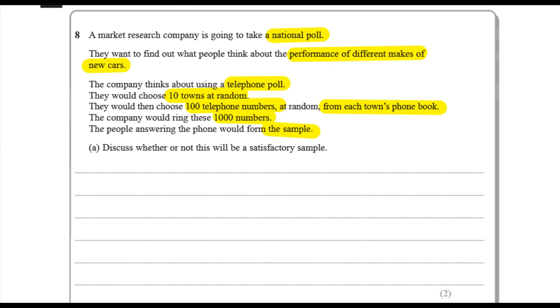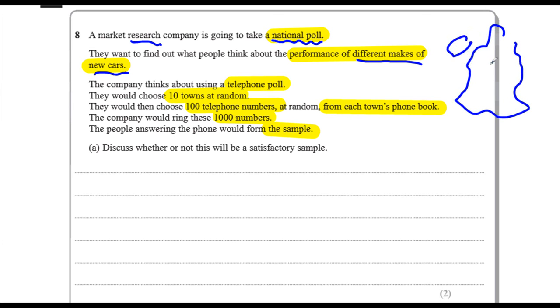Okay, so it's a lot of information to take in, and it is very helpful if you highlight to remember what's going on. So we want to get a good idea from a whole country, a bit of market research, find out what people think about the performance of different new cars. Okay, so our plan so far is from a whole country to ring up just 10 towns, wherever they are, at random.